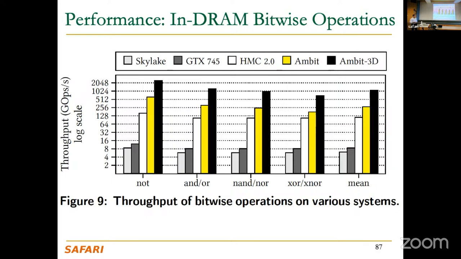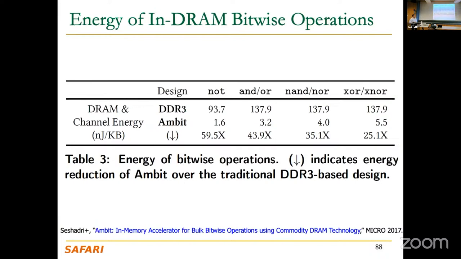And then this is for the operation that you're supporting: NOT, AND, OR, NOR, and then the majority. And in terms of energy also, we drastically reduce the energy consumption to do these operations inside the DRAM itself, by an order of magnitude.